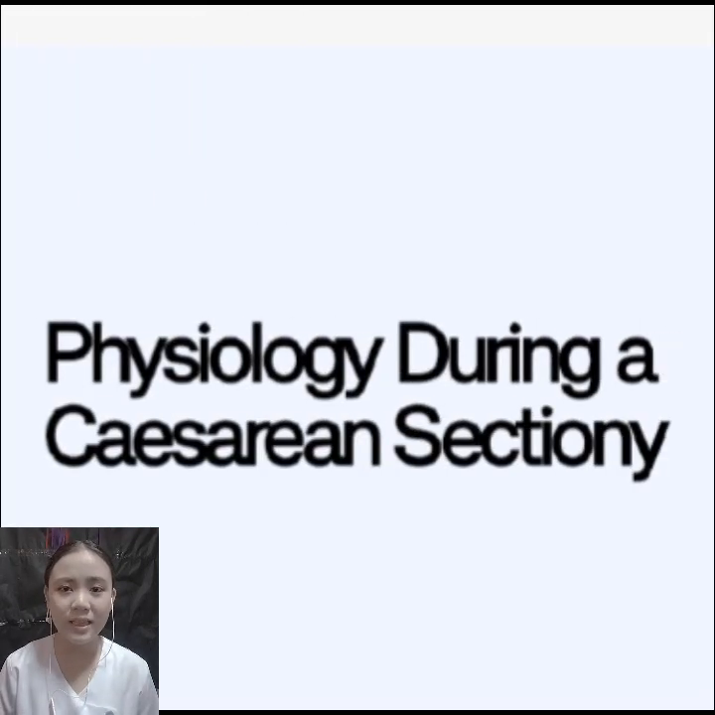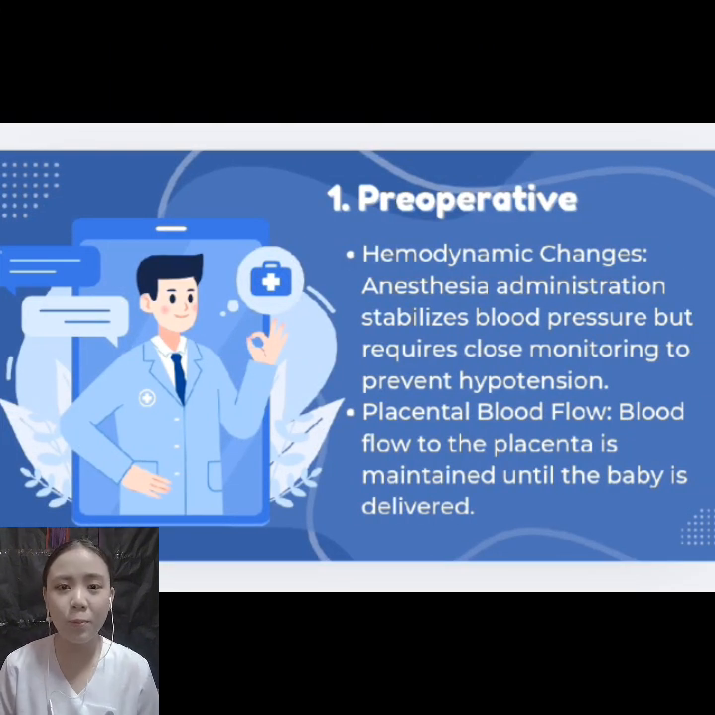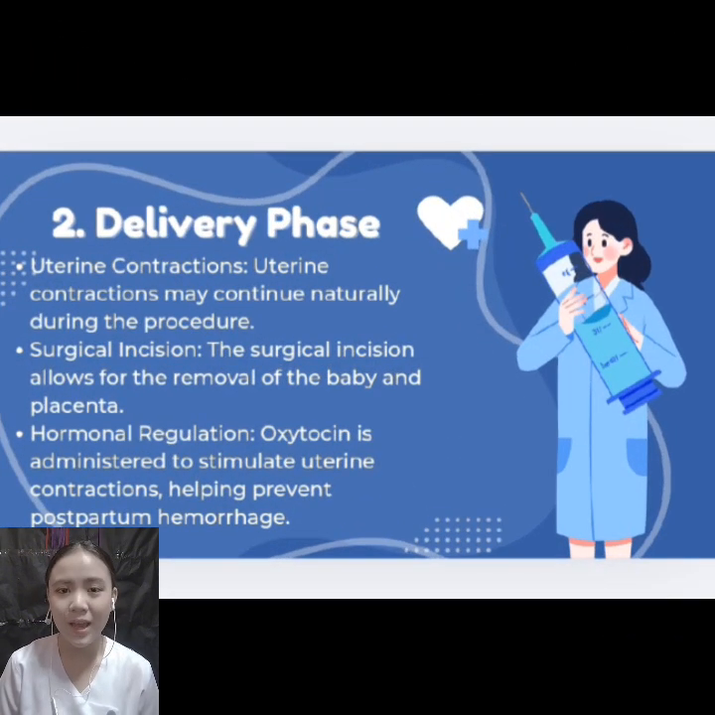Now let's look at the physiology behind a cesarean section, divided into 3 phases. Number 1. Preoperative. Anesthesia stabilizes the mother's blood pressure while maintaining placental blood flow to support the baby until delivery. Number 2. Delivery phase. Uterine contractions may still occur naturally during surgery. After the baby is delivered, oxytocin is administered to stimulate further contractions and reduce postpartum bleeding.